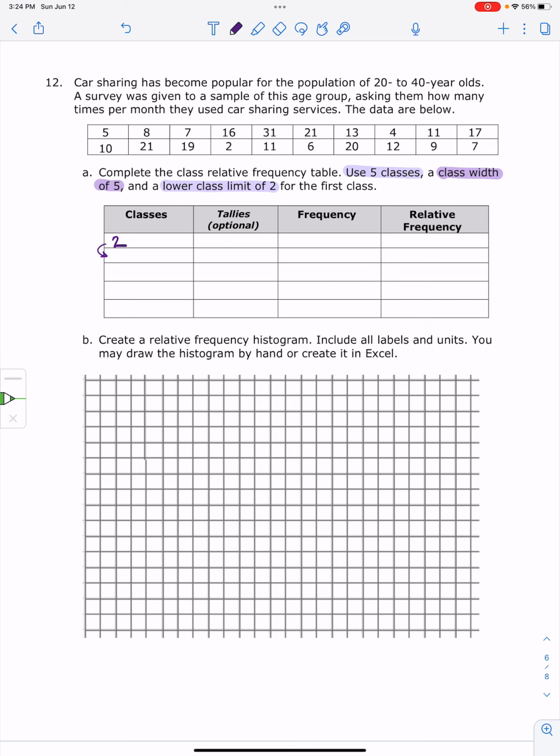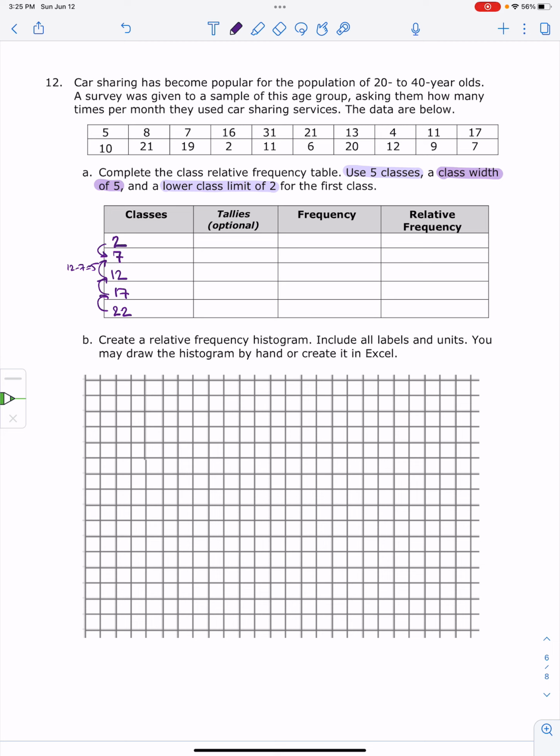So I've got 2, 7, 12, right? If we subtract, we get our 5. 17, 22, and I realize this says 5 classes. Cannot skip a class, but there's a value in there that I noticed as I was going through that didn't fit. So we are going to add a 6th class.